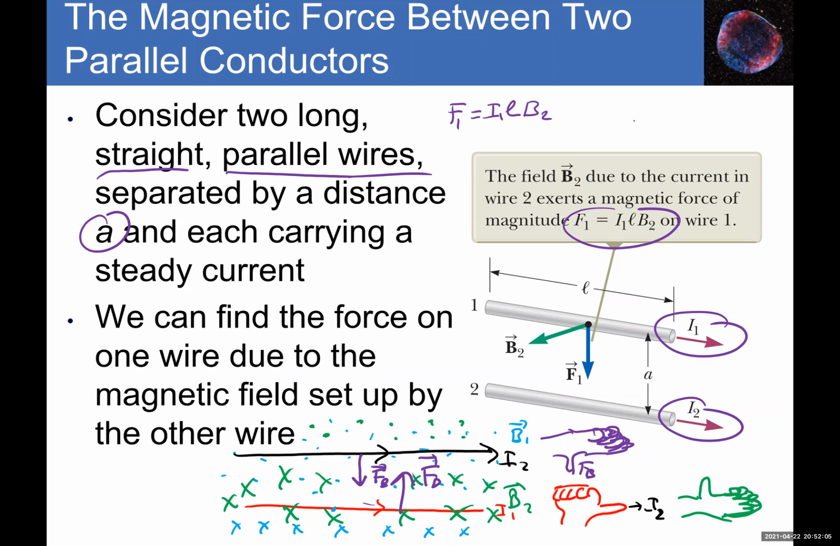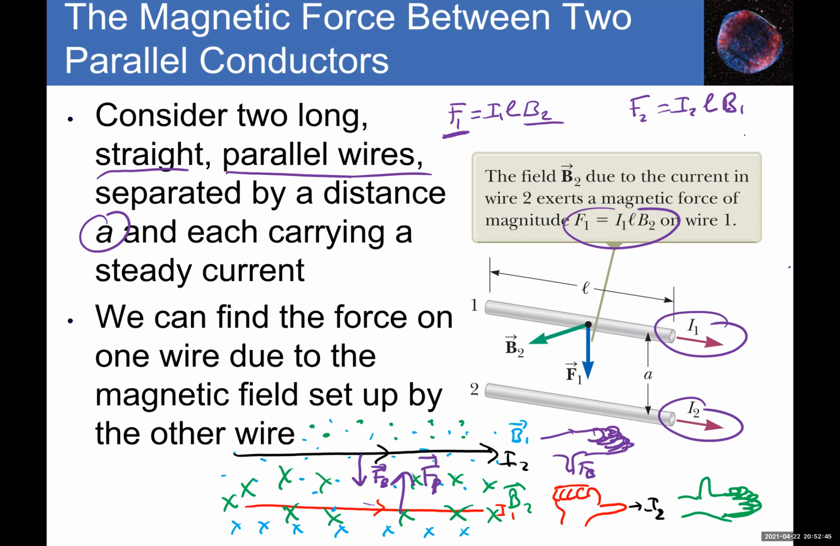The force F1 is on wire 1. You can see the force on wire 1 depends on the current running through wire 1, the length of wire 1, and the magnetic field generated by wire 2, because wire 1 will never have a force acting on it due to its own magnetic field. The force it has will be due to the external source of magnetic field, which is B2. In the same way, F2 will be I2 L times B1.